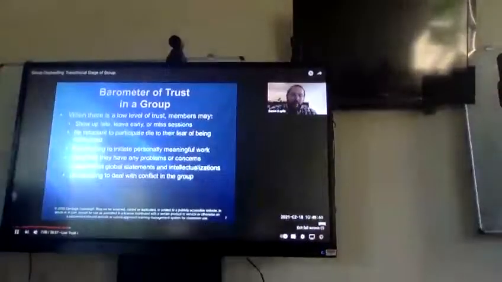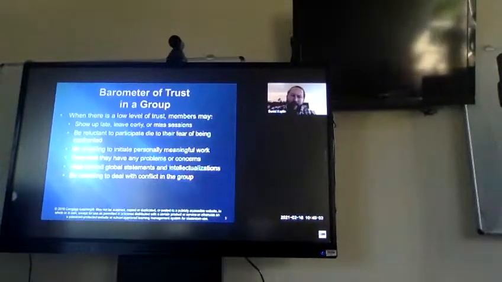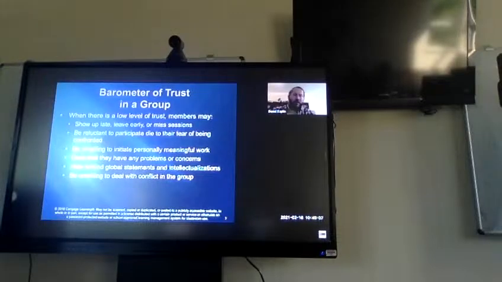If the group and an individual doesn't do it, that might be an indicator of low trust in the group or the group process. Denial is an issue. So denial of problems or concerns could be based on fear or lack of trust. They might over-intellectualize instead of talking about how they feel. They may talk about what they're thinking and make broad or general global statements.